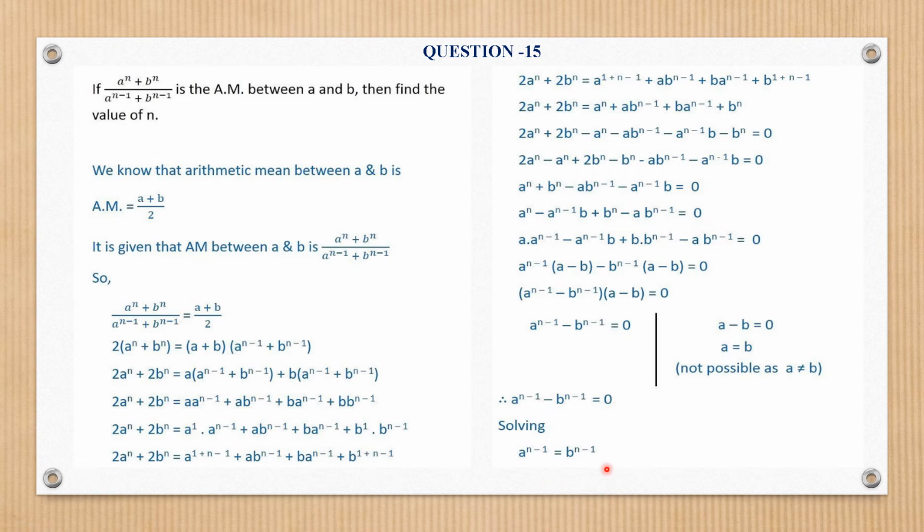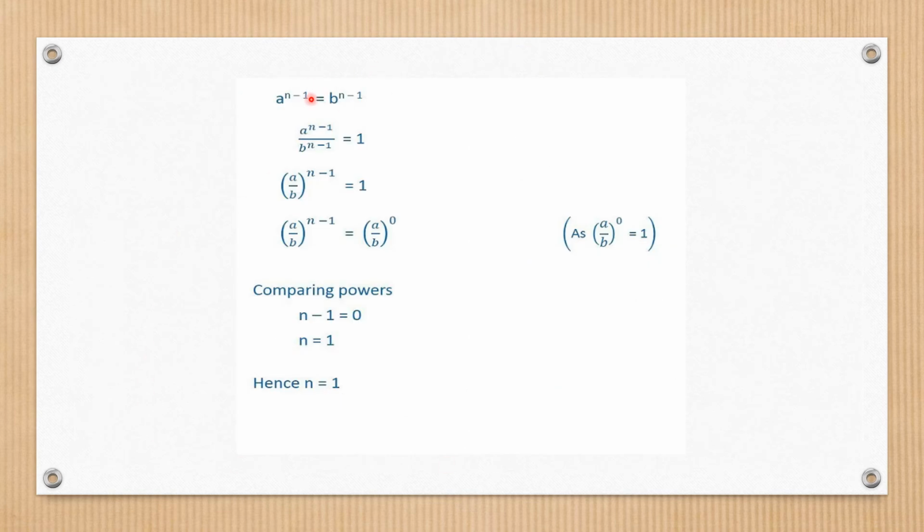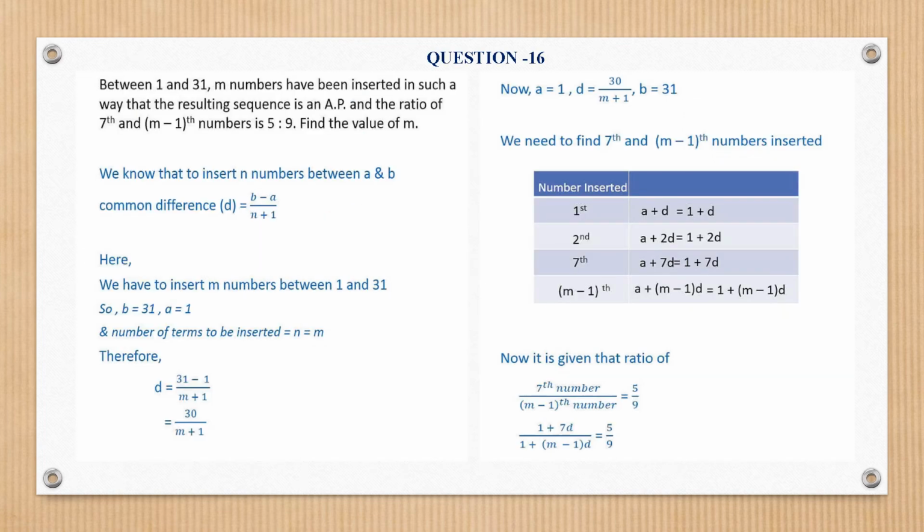Now what will I do? I will just make one side as 1. That means I will divide both sides by b raised to power n minus 1. So this becomes (a/b) whole raised to power n minus 1. This is 1, and 1 means anything raised to power 0. So I just need the fractional cases. I can also write this 1 as (a/b) raised to power 0, as it is 1. Now equating these powers, n minus 1 is 0. That means we get the answer n as 1.